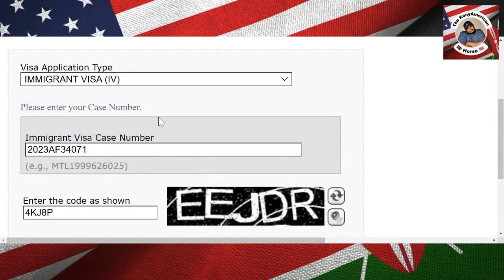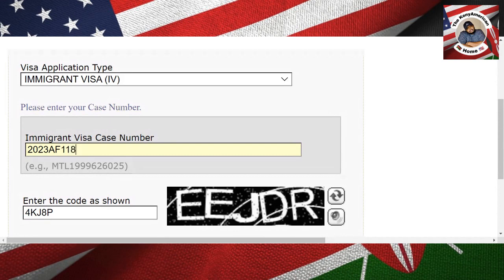So the first status was at NVC. After you complete your DS-260, your case goes to the NVC, National Visa Center. And then from the National Visa Center, your case is transferred. Once the embassy is ready for the interview, it becomes in transit. So we're going to look at cases that have come from NVC and are in transit. The embassy has requested these cases to be able to conduct interviews.